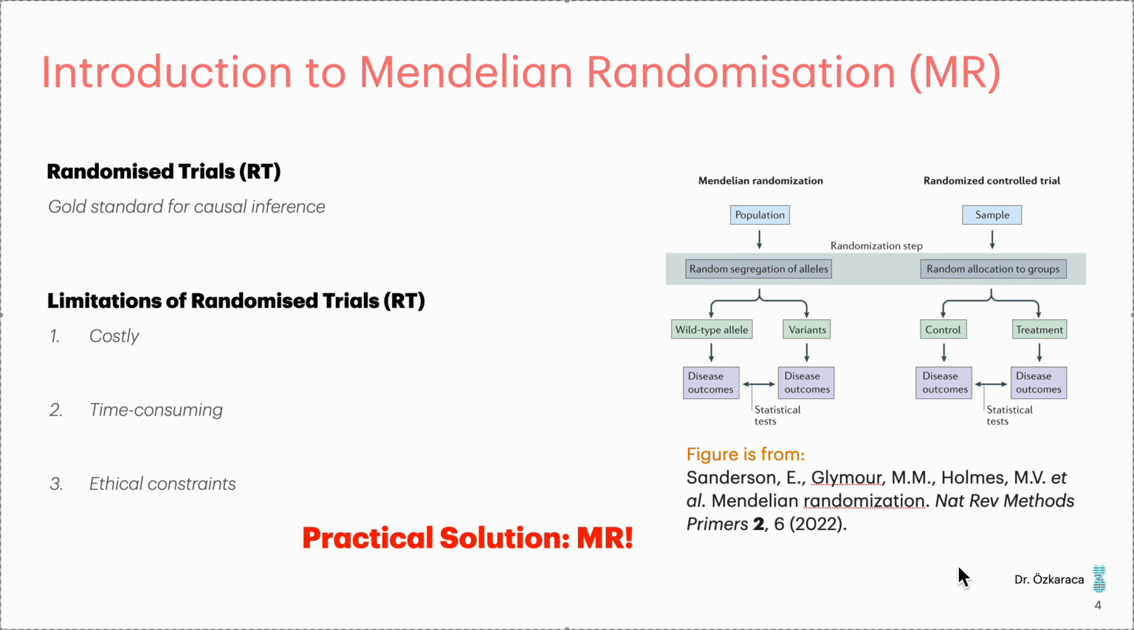The figure on the right shows how these two are related. Because of the limitations of randomized trials, and MR being based on the same concept as randomized trials, MR has become a practical solution for causal inference and is widely used in the literature. And as you can see, the only thing that MR changes is the alteration in the randomization step. Because of this randomization, the confounding factors are being controlled.